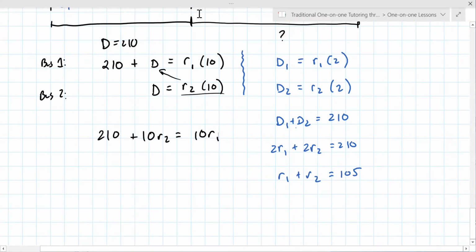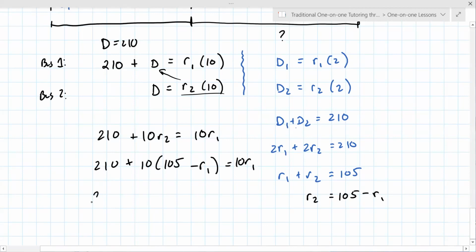Now, which one do we want? Oh, we want the rate of each. So it doesn't really matter which one we solve here. We'll just say R2 equals 105 minus R1. This is 210 plus 10R2. We're going to substitute this in: 105 minus R1 equals 10R1.